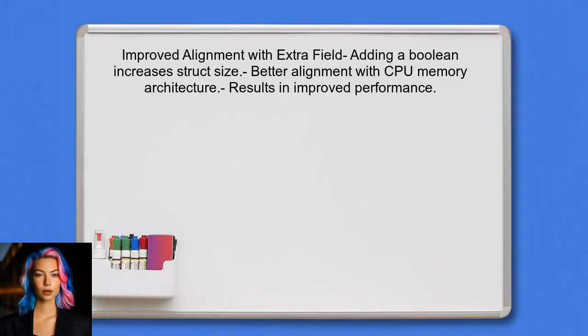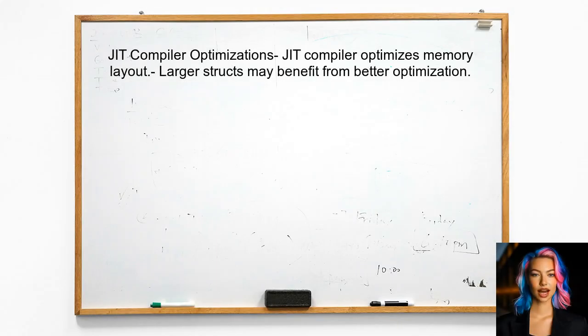By adding an extra field, like a Boolean, the user effectively increases the size of the struct. This change can lead to better alignment with the CPU's memory architecture, resulting in improved performance. The user can also consider the effects of the just-in-time compiler optimizations. The JIT compiler may optimize the memory layout of larger structs more effectively than smaller ones.